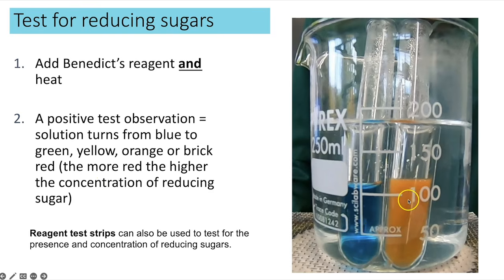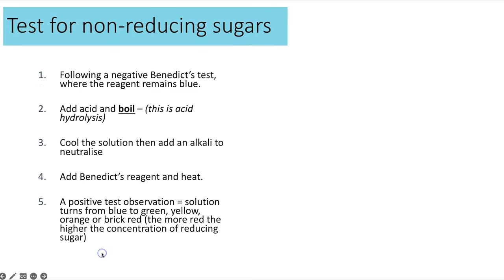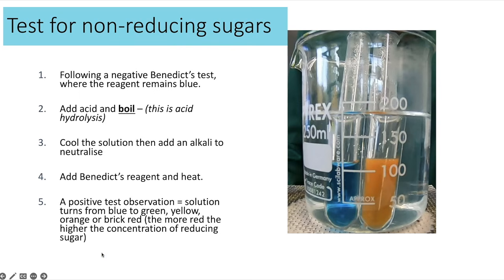So here we can see this orangey colour, so that would be a medium-high concentration of reducing sugar present. You can also use reagent test strips, and those can be used to test for the presence and concentration of reducing sugars. Then the test for a non-reducing sugar, so for example sucrose, you would still have to do your Benedict's test to start with, and if your sample remained blue, then you move on to the next stages, but there's still a mark for saying following a negative Benedict's test.